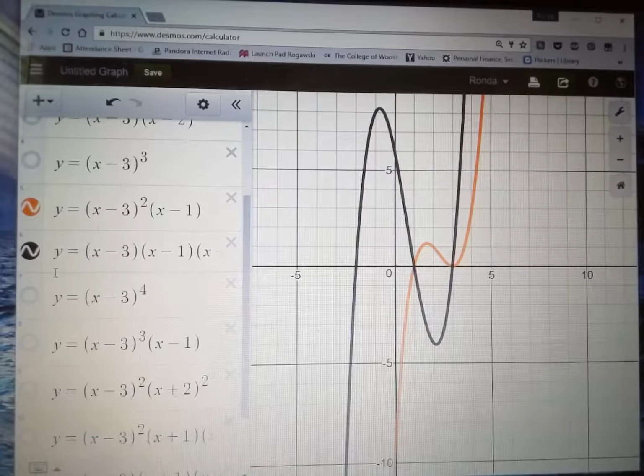If you notice, the quadratic polynomial had 1 turnaround point. The cubic polynomial can have 2 turnaround points, okay?